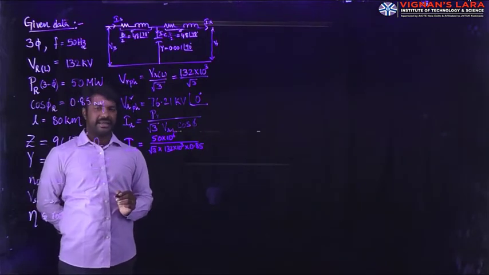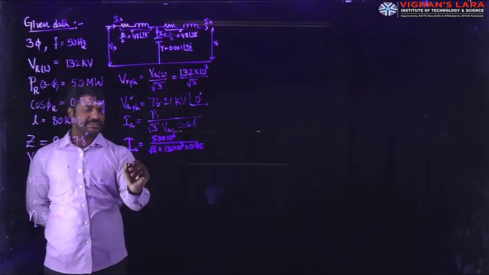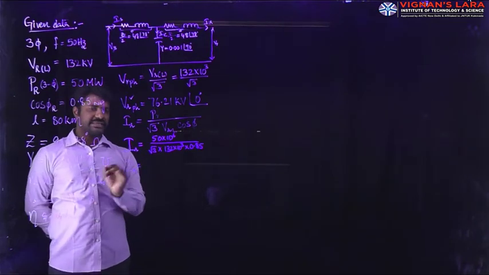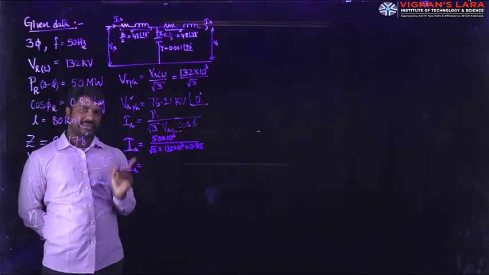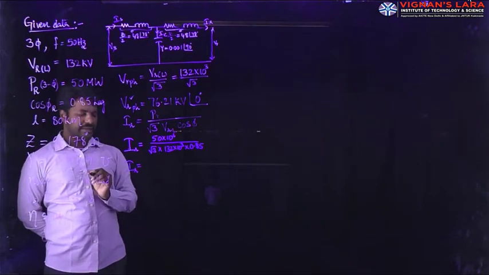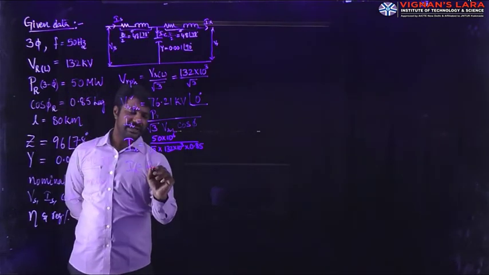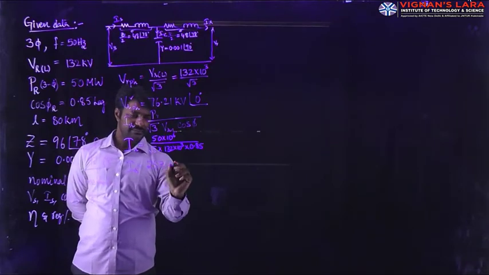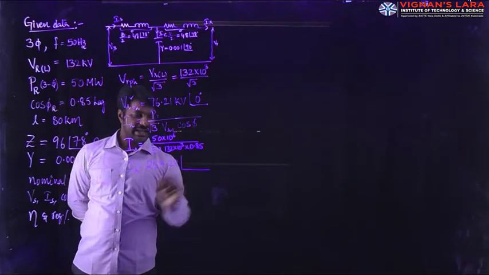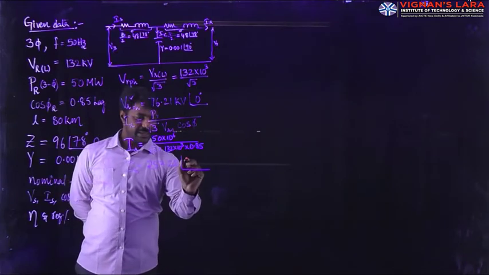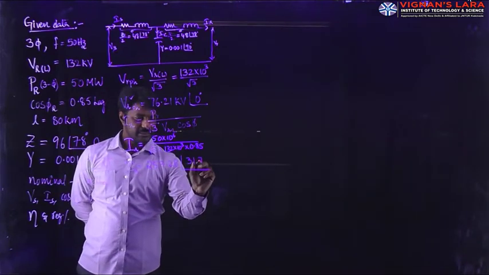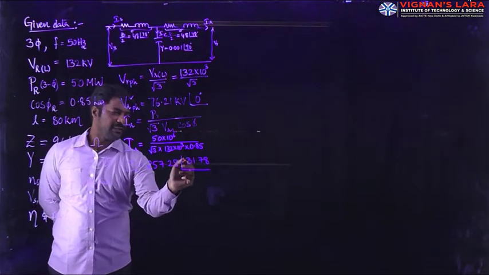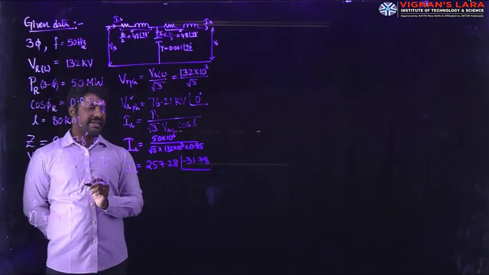it is 0.85 lagging. Substituting all this, we get the current IR, which is a phasor, and will have magnitude as well as angle. The magnitude of the current is 257.28 amperes, which makes an angle of 31.78. Since it is a lagging load, the angle will be minus angle.